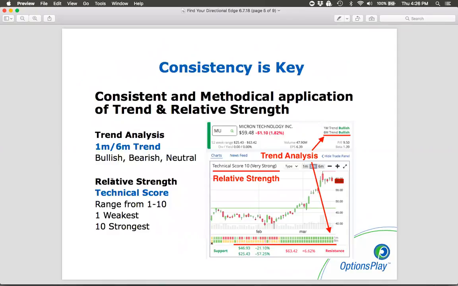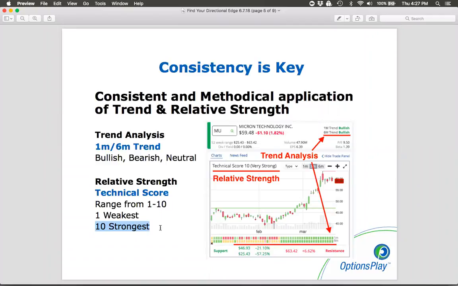On the relative strength side, we have what's called the technical score. This is our proprietary technical ranking indicator that gives you an idea as far as how strong the stocks are compared to each other. 1 means that they are the weakest stocks in the market, 10 are the strongest stocks in the market. This allows you to compare 2 bullish stocks side by side and tell you which one's actually stronger. So for example, if you're looking at 2 stocks, Apple and Google, and they both have bullish trends, how do you know which one is actually outperforming the other? And that's what relative strength tells you.